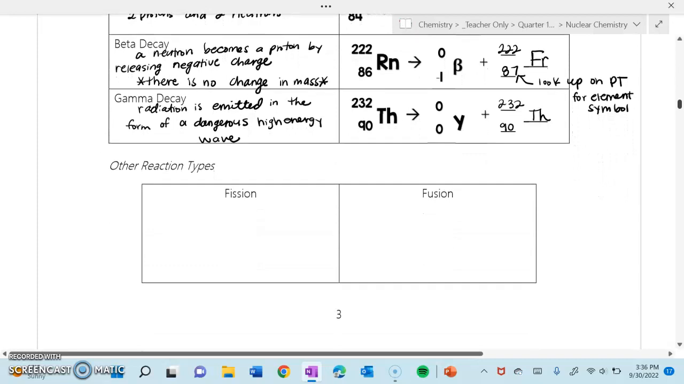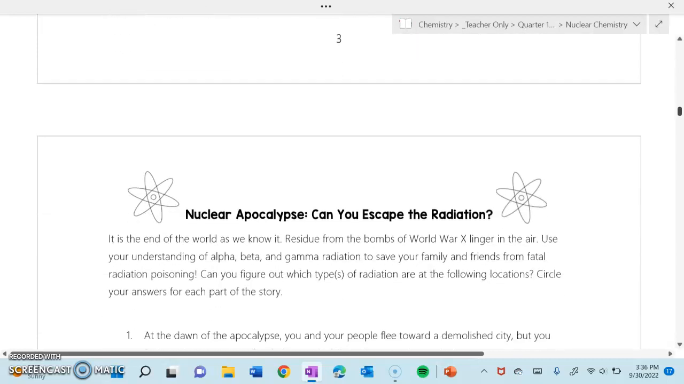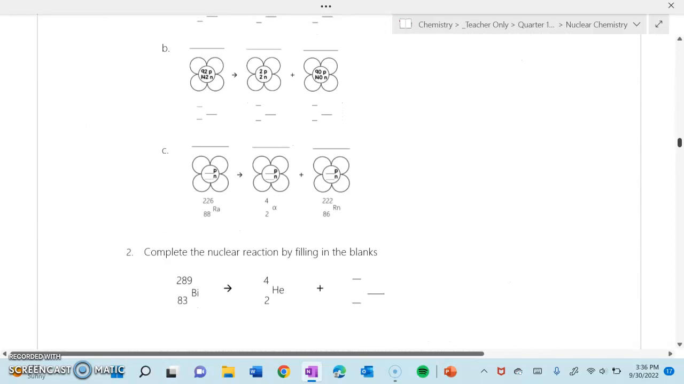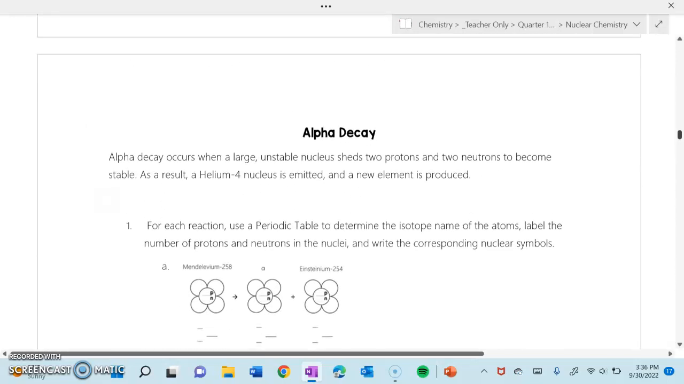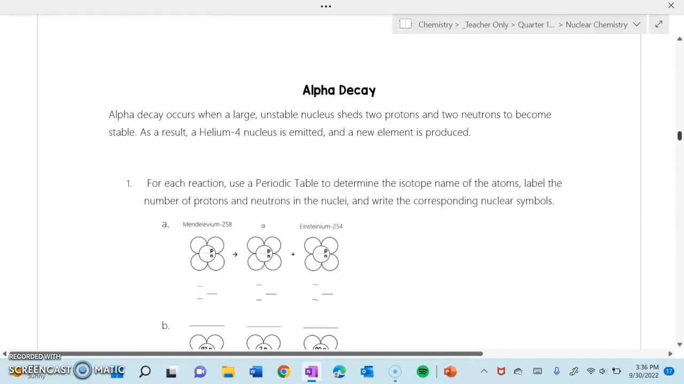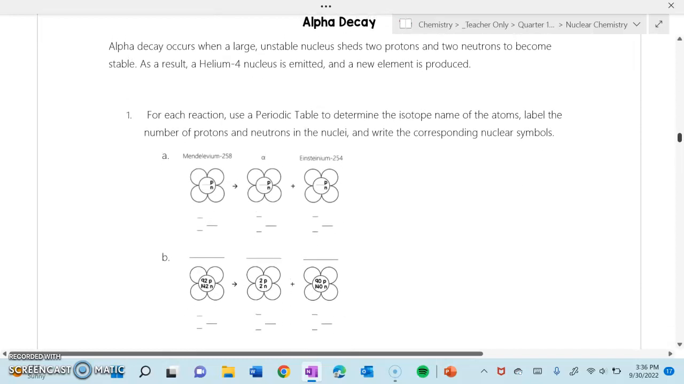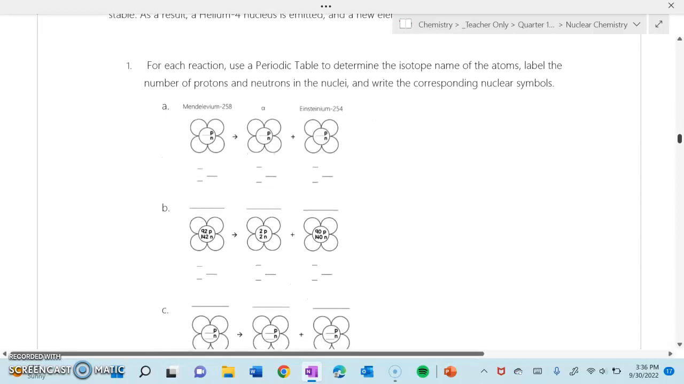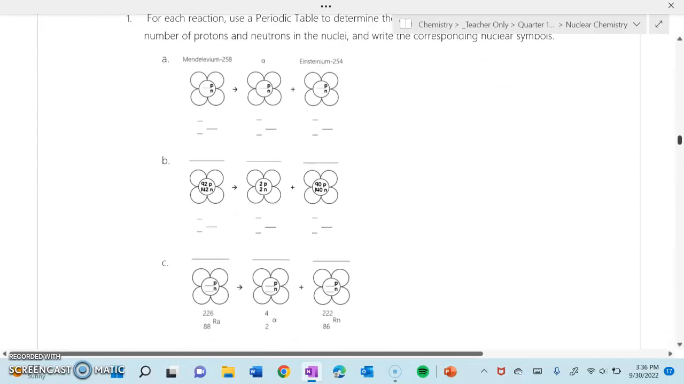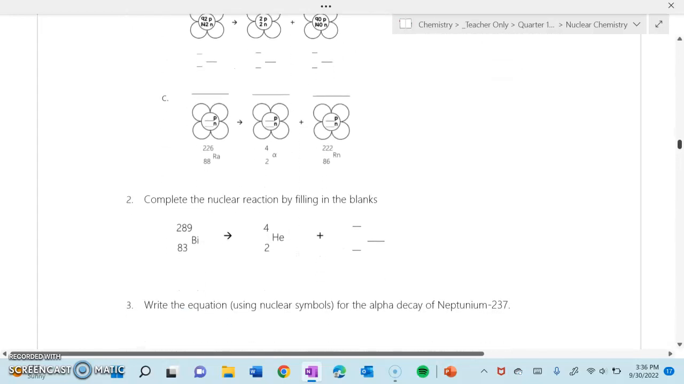Before we look at other reaction types, we're going to take a second on page 5 and 6 to just look at what we've got. Both of them are similar. One's with alpha decay and the other is with beta decay. For each reaction, you'll use a periodic table. You'll find the isotope name, the number of protons and neutrons in the nucleus, and then the corresponding nuclear symbols. So this is really just like review from last week, but now within a reaction.